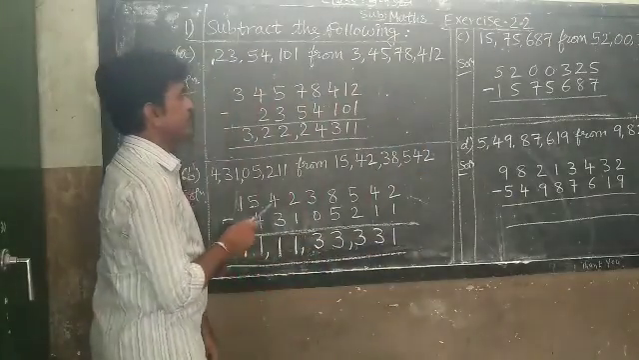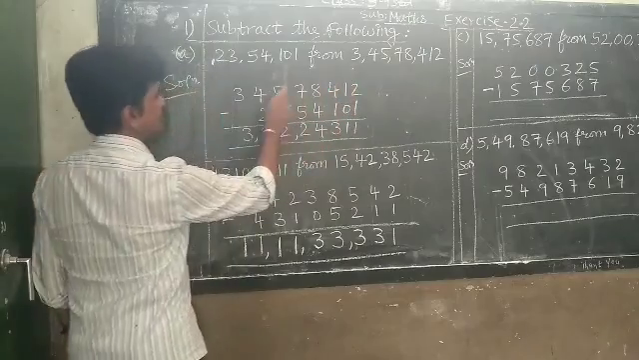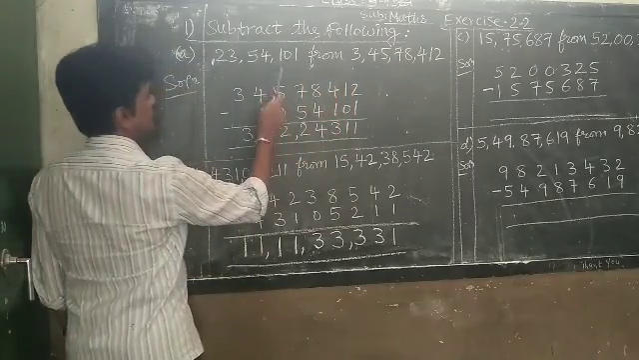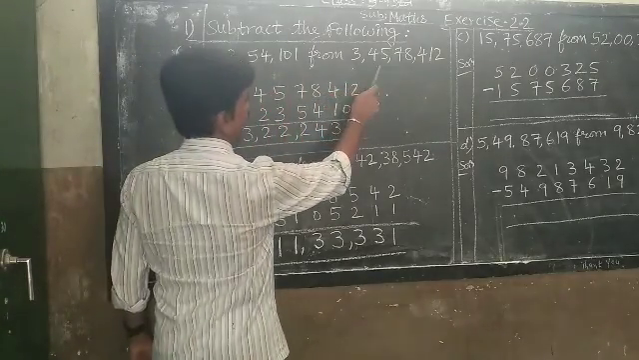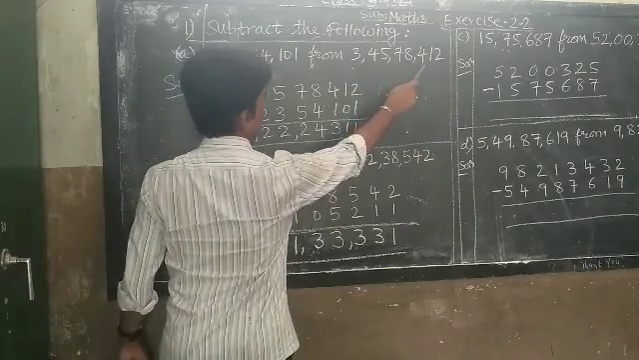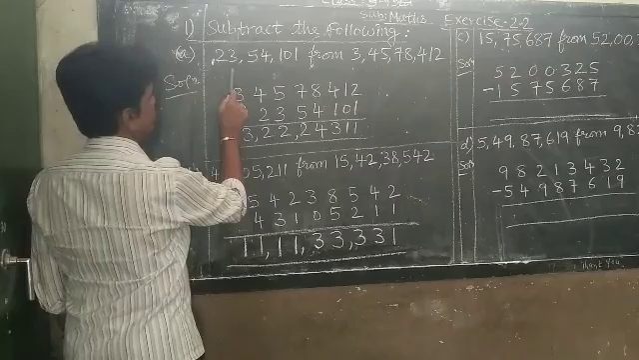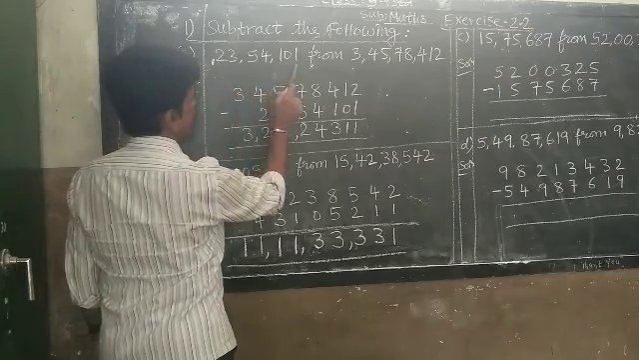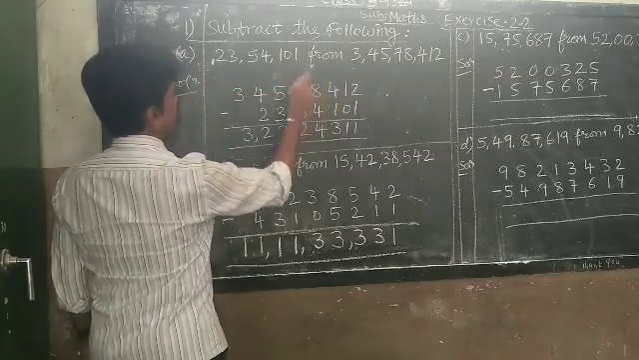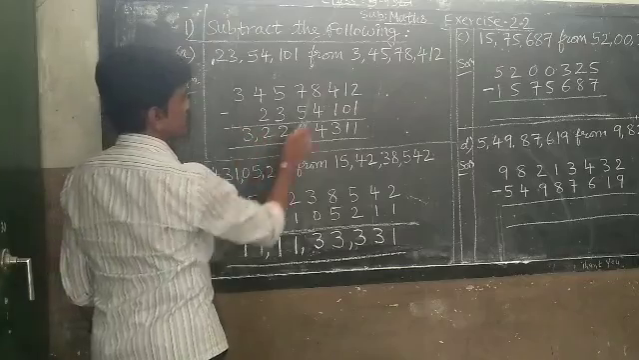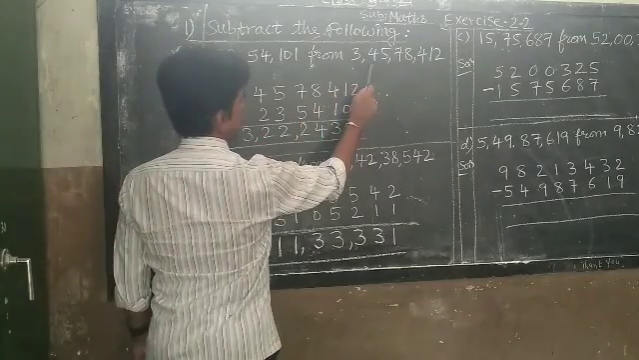Subtract the following. So a big number is given. Which is the bigger number among these two? See here, this is 3 crore 45 lakhs 78,412, whereas this number is 23 lakh 54,101. So from the big number, you have to subtract the small number. So take the big number.